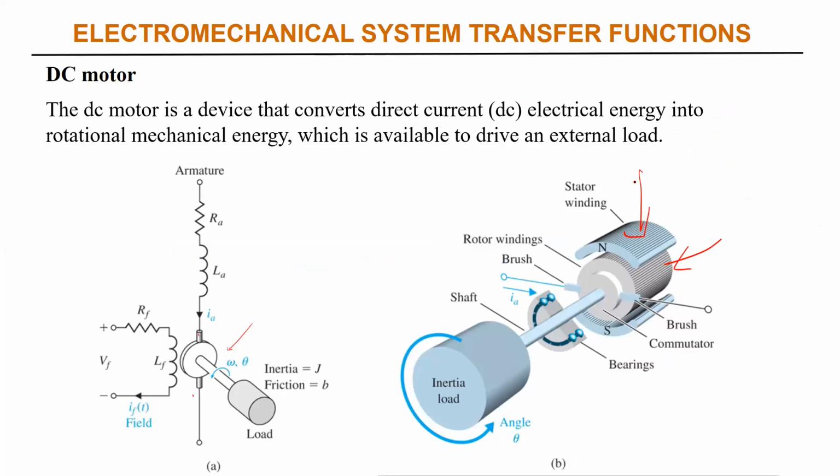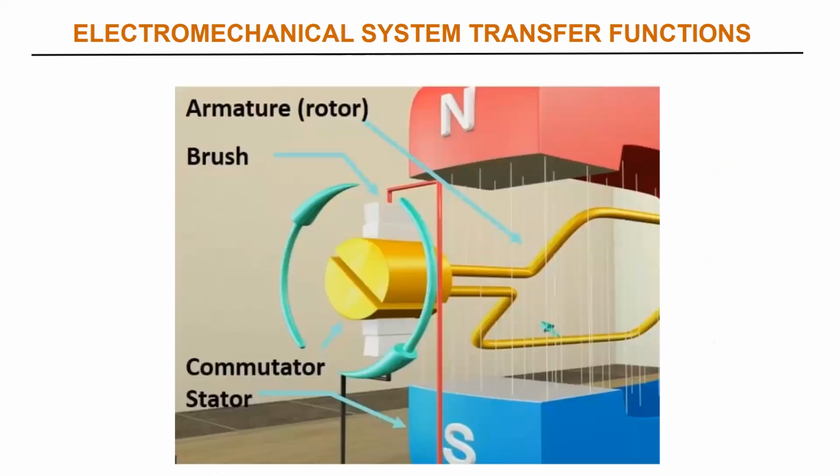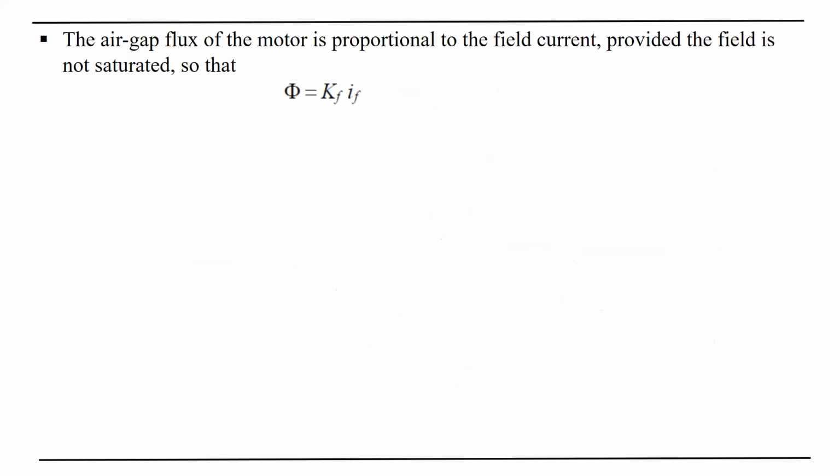Okay, I am passing a current through coils. What do I get? Magnetic field, isn't it? Which you measure in terms of the flux. And the flux is proportional to IF, provided that I'm working in the linear region before the system is saturated.